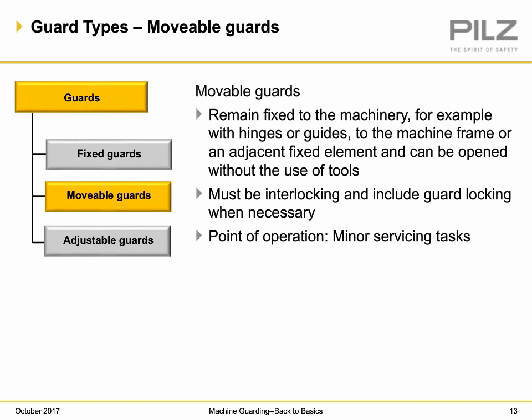They remain fixed to the machinery, for example, with hinges or guides to the machine frame or an adjacent fixed element, and can be opened without the use of tools. They must be interlocked and include guard locking when necessary, particularly when you're dealing with high inertia applications. And again, this is a point of operation application that you can get in and out efficiently, productively, and safely.